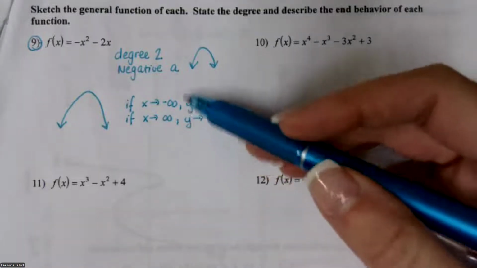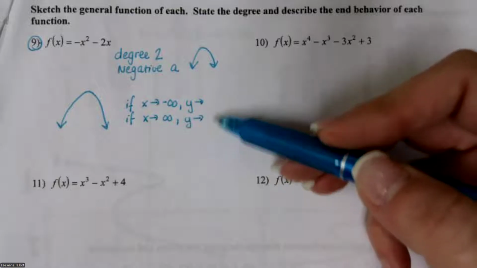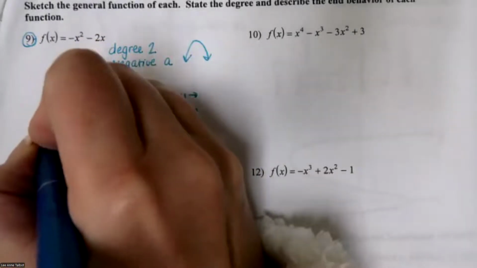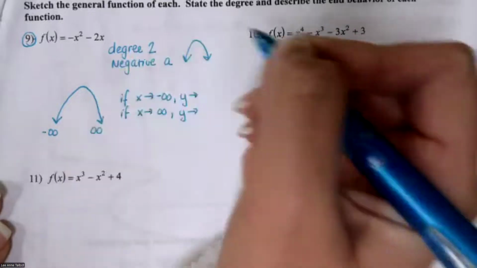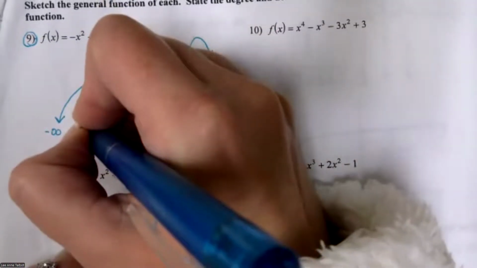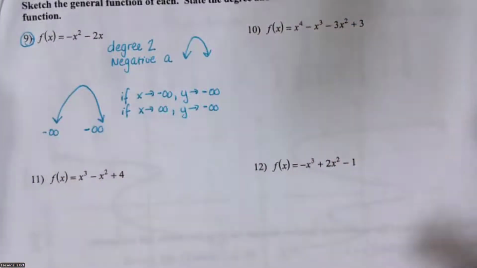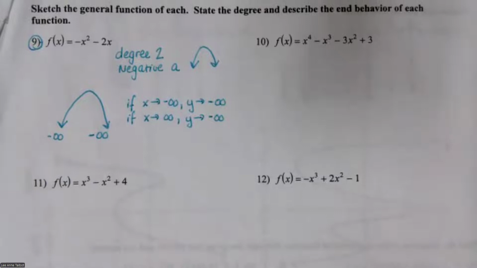Okay, so this is the part that's usually printed on your paper. And usually you guys only need to fill in the blanks. The top line is the left arrow, which is going down. And the bottom line is the right arrow, which is also going down. Any questions about this one, number 9?